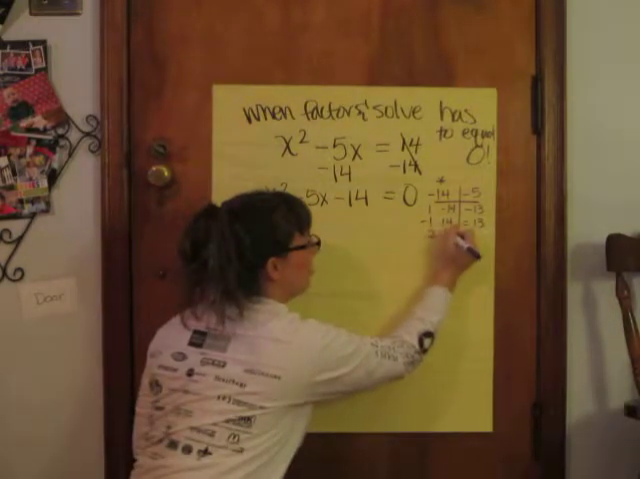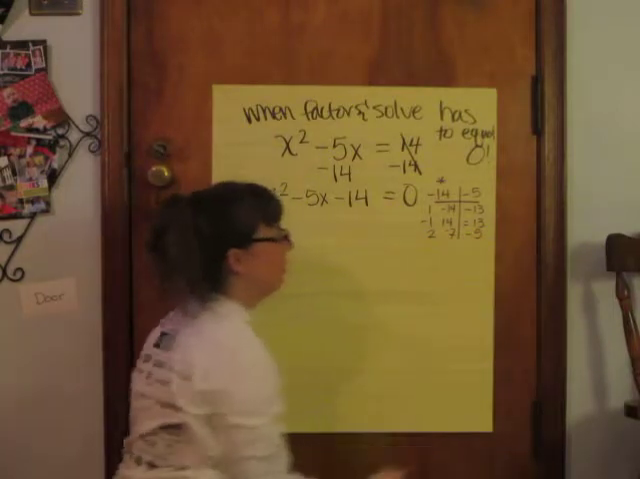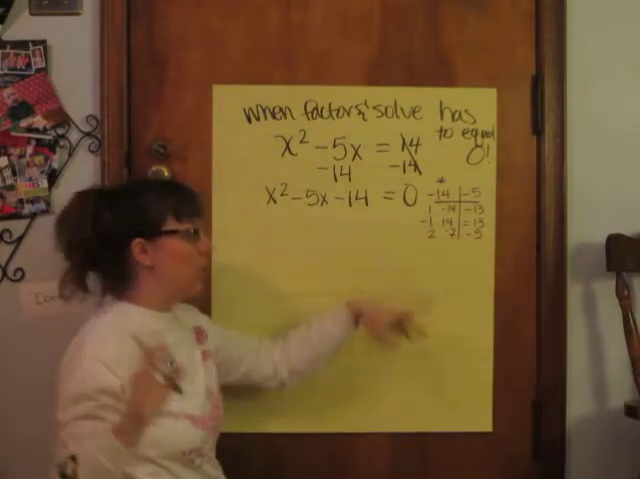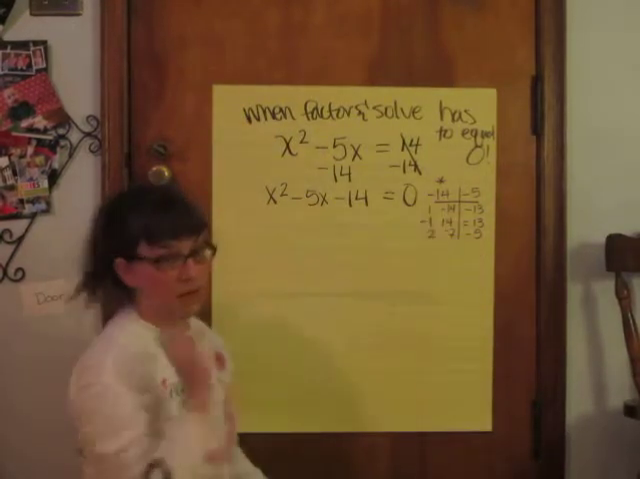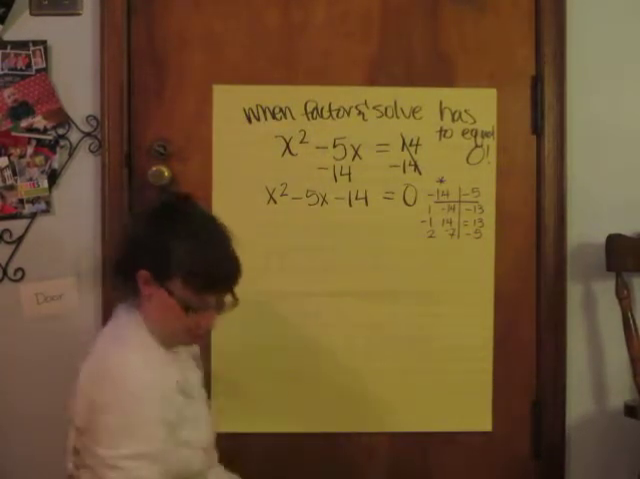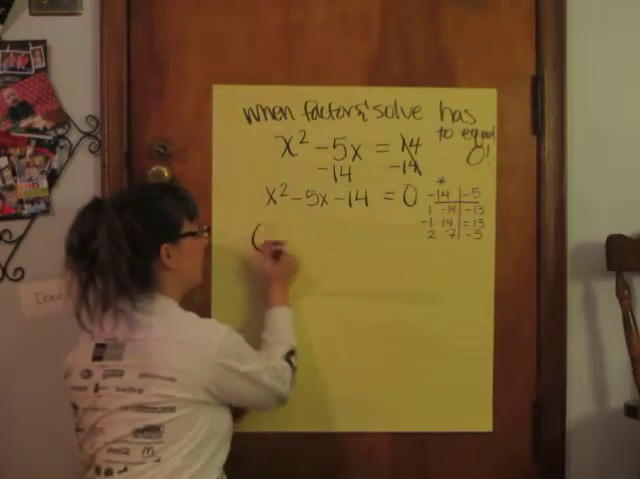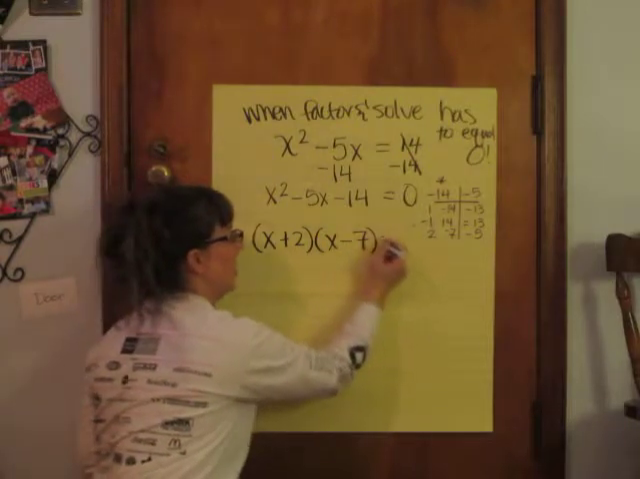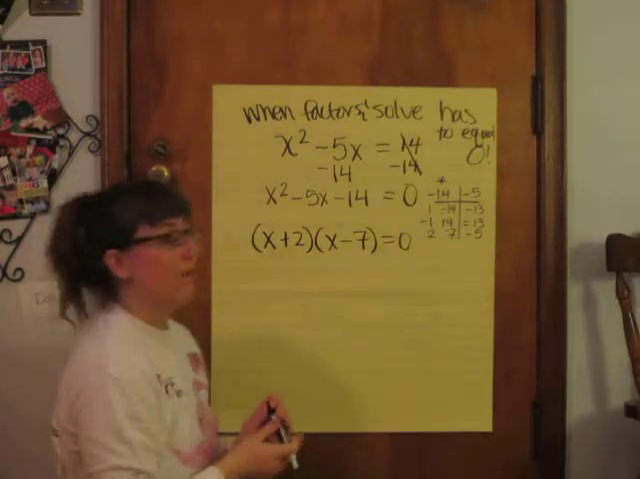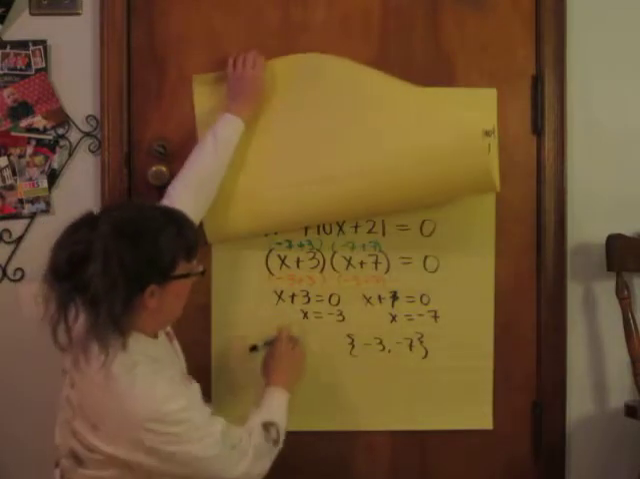What are some other factors of 14? How about 2 and negative 7? 2 minus 7 gives me negative 5. Ding, ding, ding! I got one. 2 minus 7 gives me negative 5. 2 times negative 7 is negative 14. So I'm going to go over here and I'm going to factor this guy into x plus 2 and x minus 7 equals 0. Follow the same steps that we did right back here.